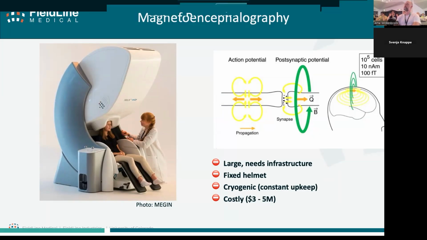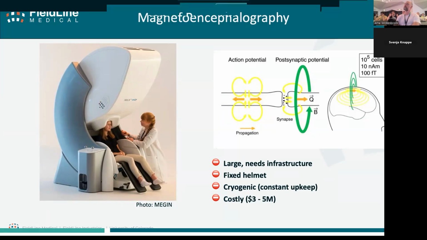We can't see single neurons. We see about 10 to the 5 of them, so clusters of them. The cortex is really nice because we have the pyramidal cells. They're all nice and parallel, so all the signals add up. And what I see on the outside of the head is about 10 femtotesla of magnetic field change due to these 10 to the 5 pyramidal cells in there.